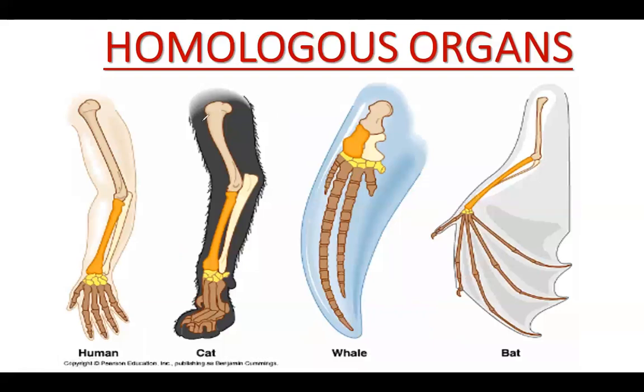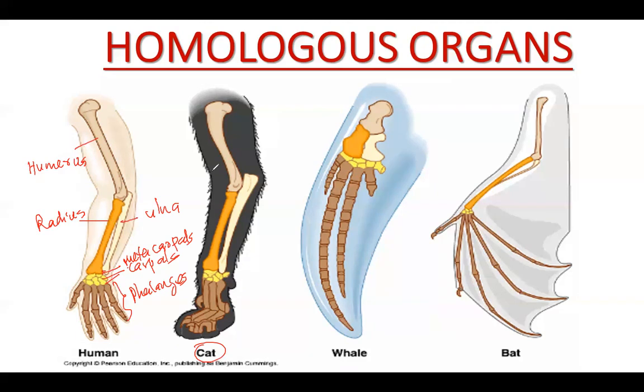These are homologous organs. What are homologous organs? Homologous organs have the same structure but different functions. Look at the human arm. In the human arm, you can find these bones. This is called the humerus, this is called the radius, and this one is called the ulna. This is called carpals and metacarpals. And those are the bones known as phalanges in the fingers.